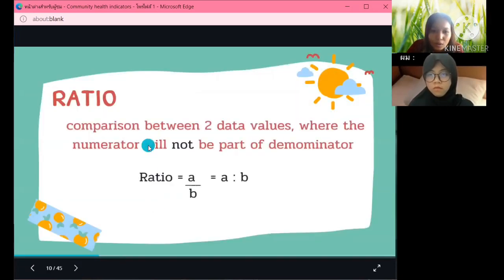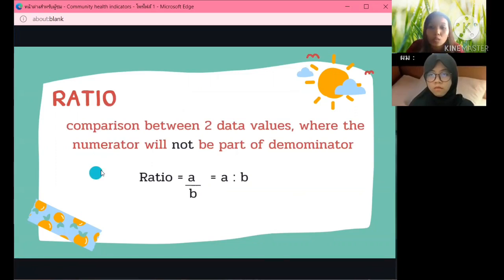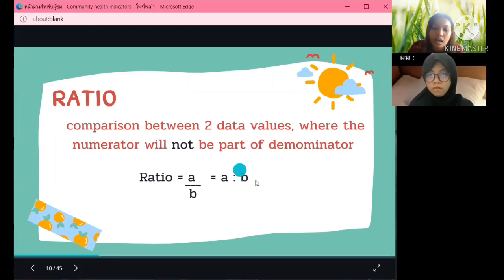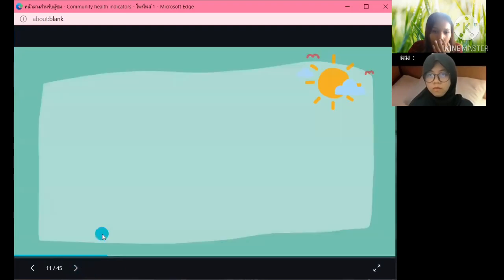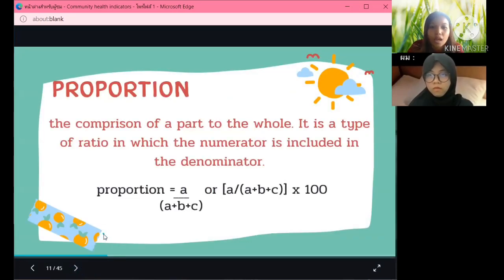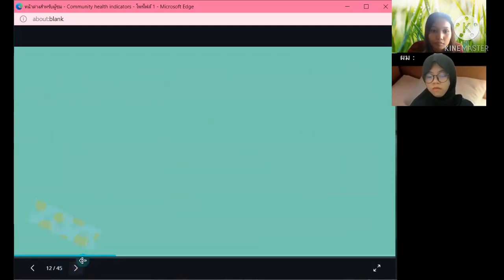The next, ratio: a comparison between two data values where the numerator is not part of the denominator. Following this formula. And next slide, proportion. The comparison of a part to the whole is a type of ratio in which the numerator is included in the denominator. Following this formula.